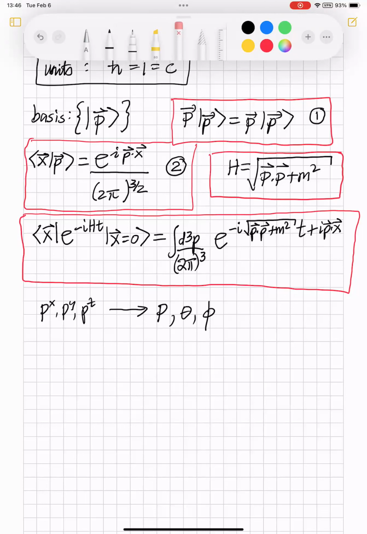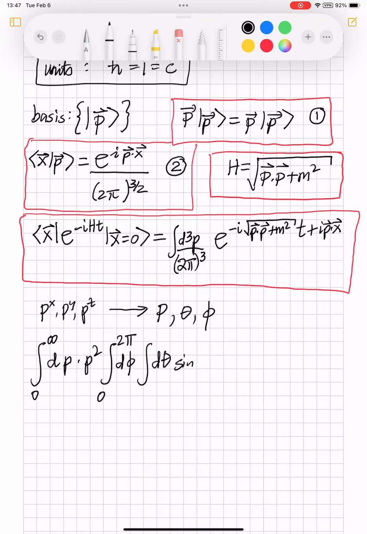Let's talk about this integral in a little bit of detail. Let's evaluate it together. So we're going to have an integral dp times p squared. This integral will run from 0 to infinity. We will have an integral d phi, which goes from 0 to 2 pi, and we'll have an integral d theta sine theta, which runs from 0 to pi.